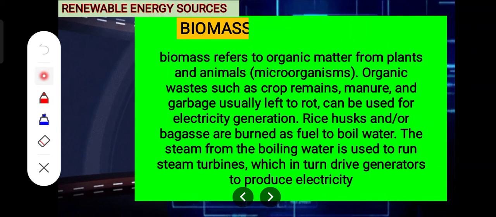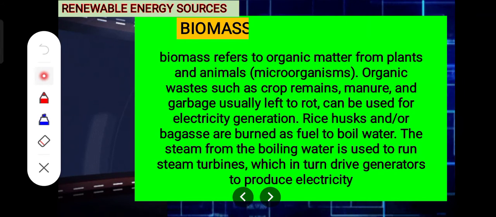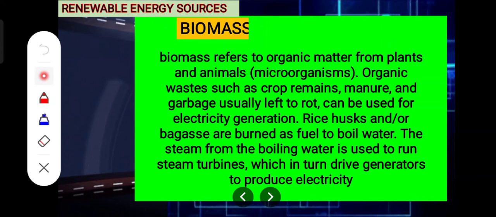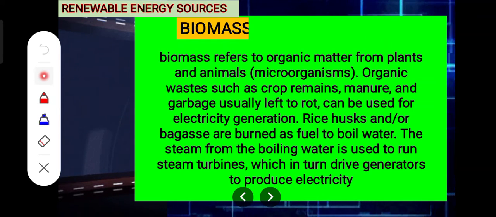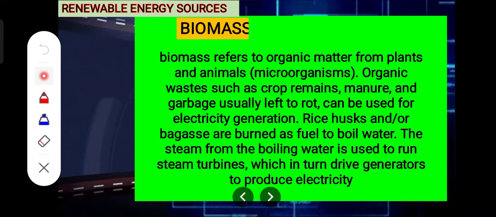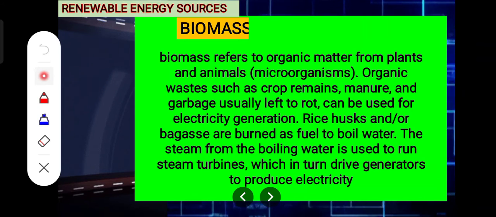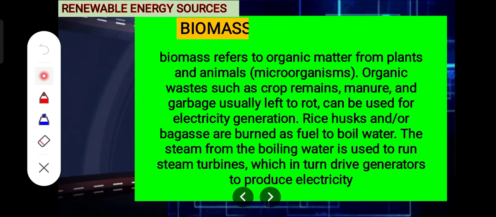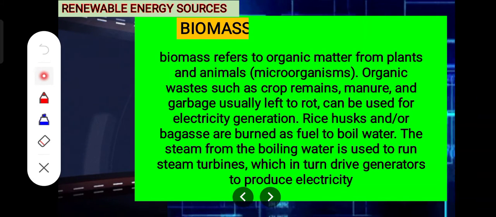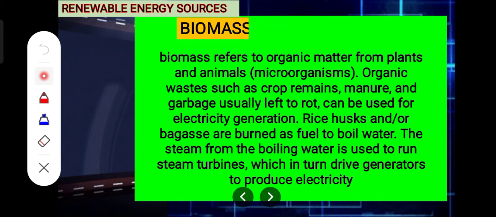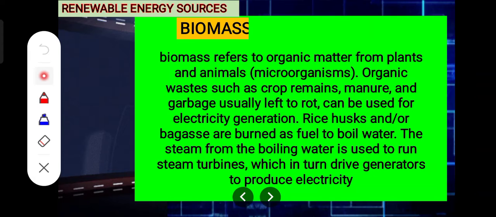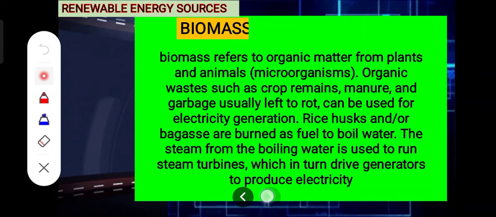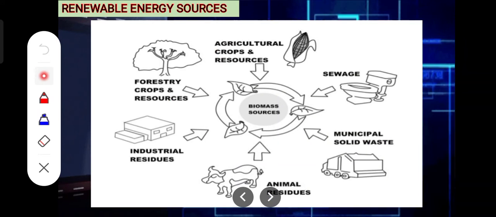By burning the biomass in a boiler, the generated heat is used to produce steam, which drives the turbines to produce electricity. One of its issues is that it produces a large amount of carbon dioxide in the atmosphere. This causes air pollution. So we have here three major forms of biomass energy. We have the solid biomass, liquid fuel, and gaseous fuel.